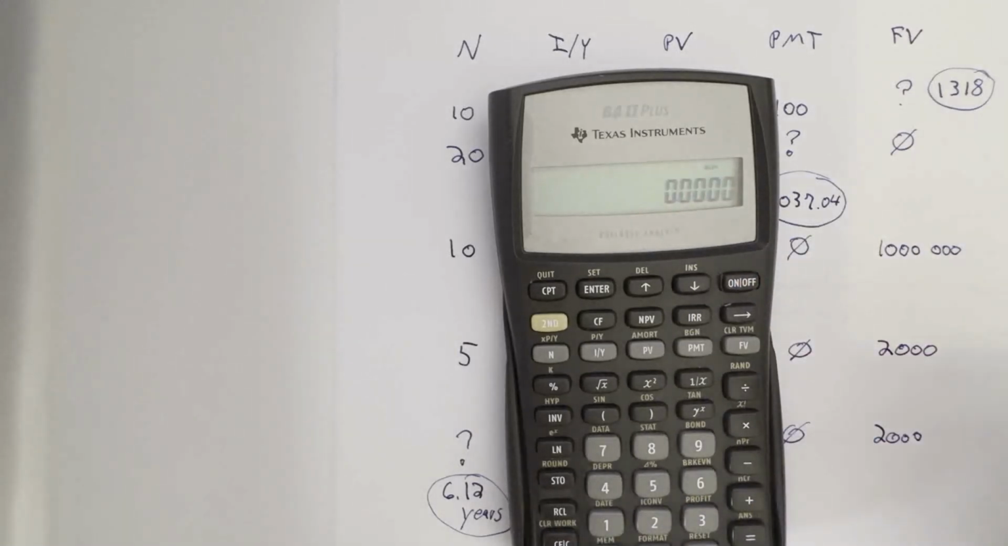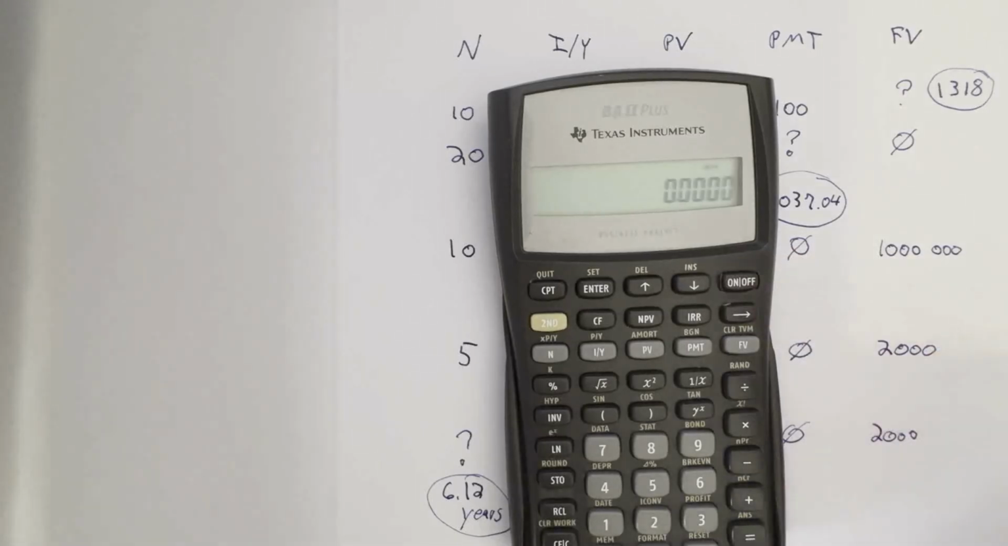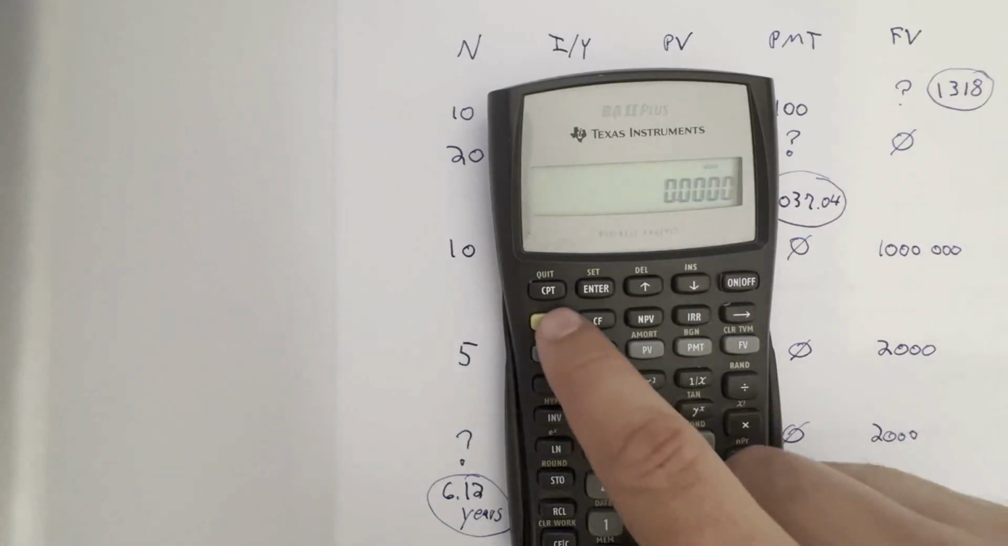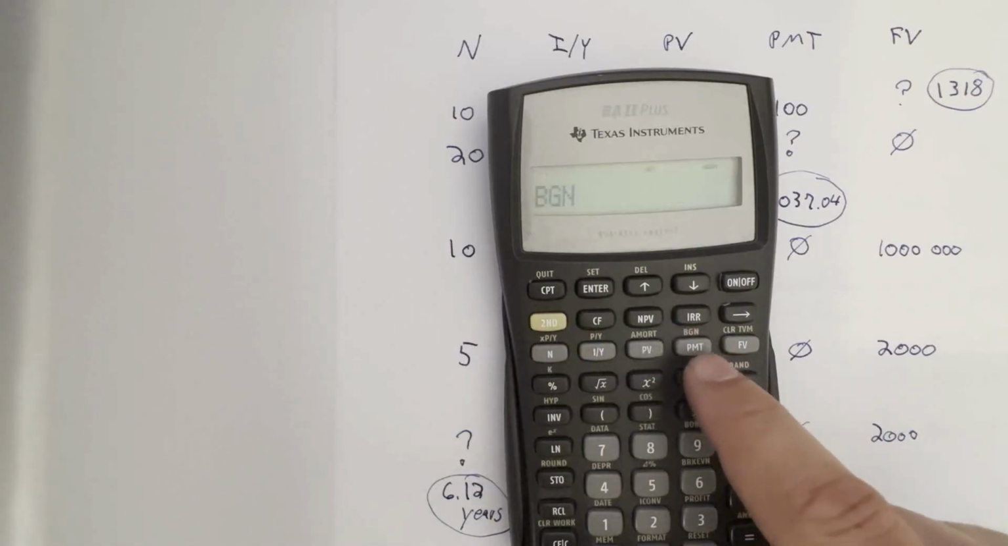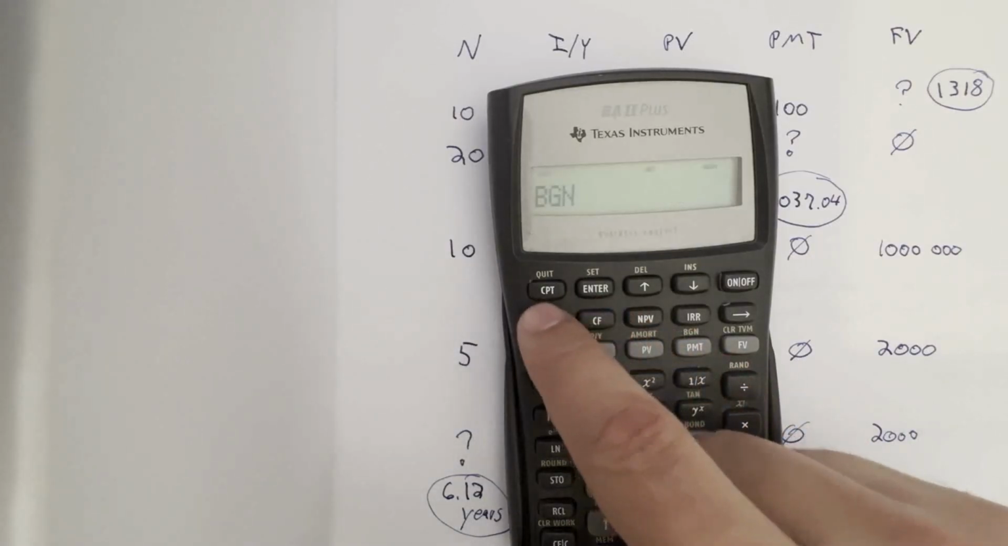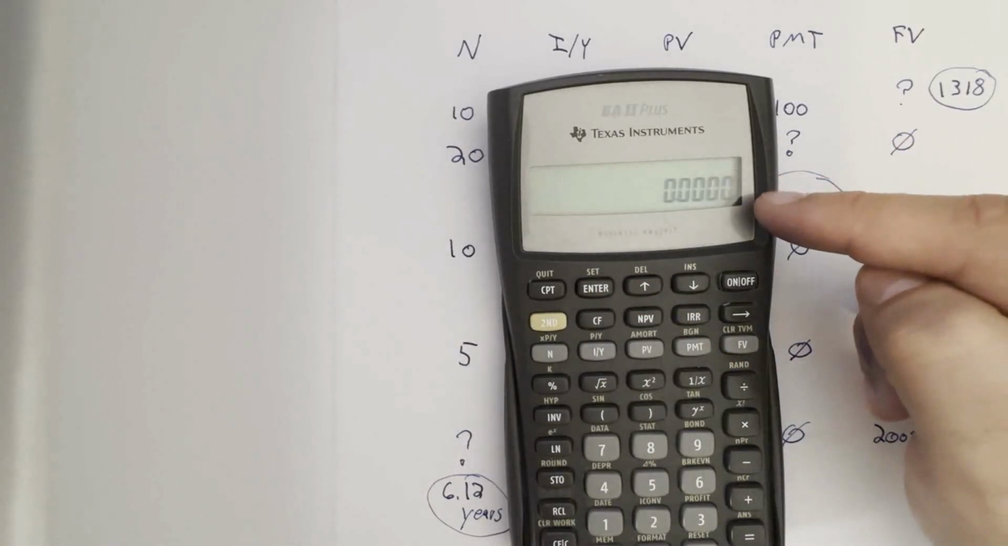Just for the fun of it, we clear it, it doesn't go away. We turn it off, we turn it on, it has been retained inside the calculator. It still says BGN. We have to go back and change it to the default setting. Second, PMT to get to the BGN, and we go second, set. It changes it. We clear the calculator, the BGN has disappeared.